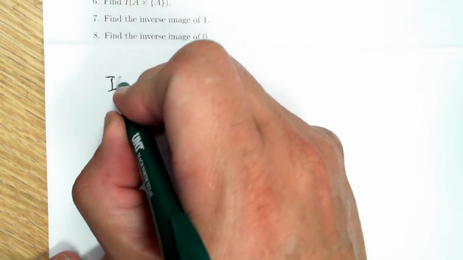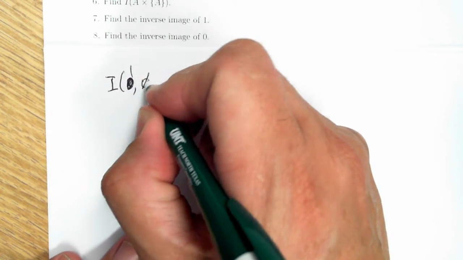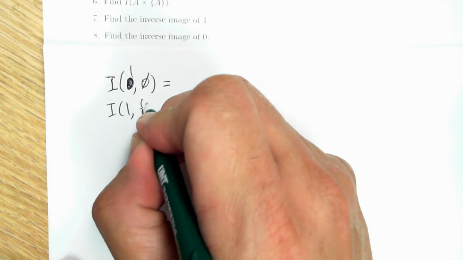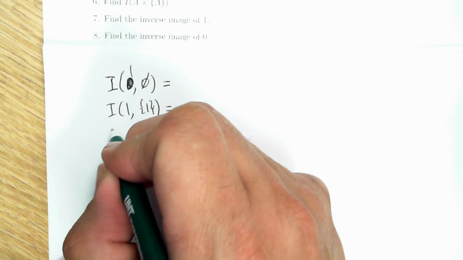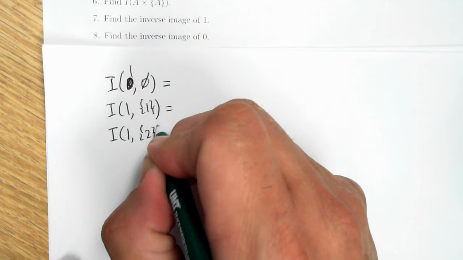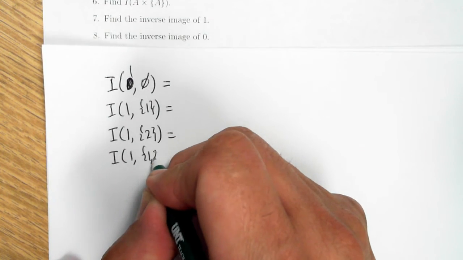The image of (1, empty set). Image of (1, set containing 1). We have (1, set containing 2). And also (1, set containing 1 and 2).